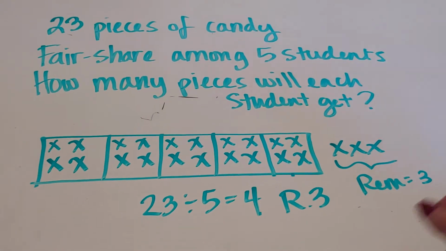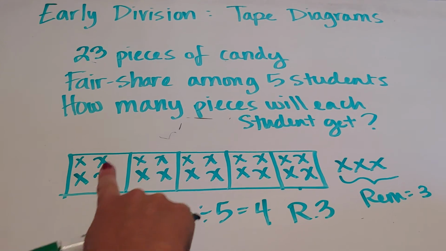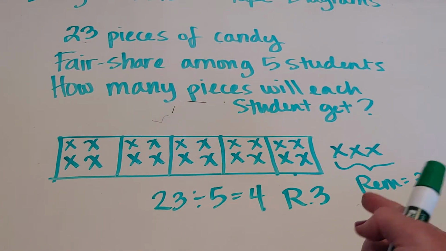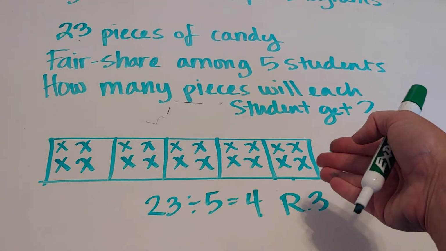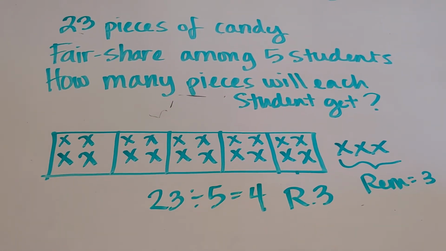All right. So tape diagrams, how we use them with division is that we basically imagine dealing out fair share to each group, and we'll see whether it divides evenly with a remainder of 0 or if we have a remainder of some number.